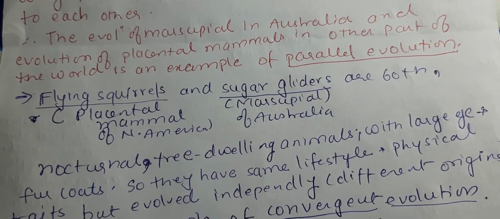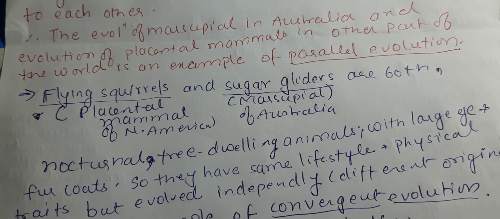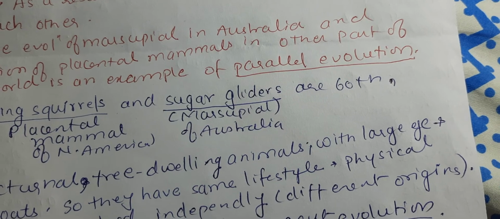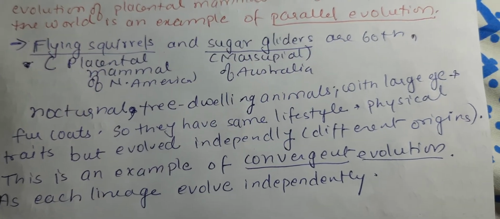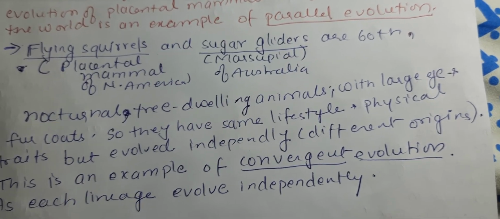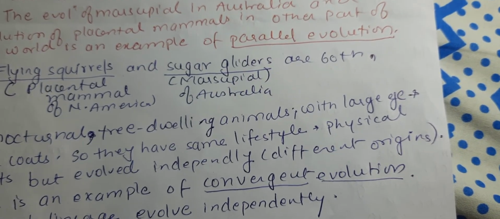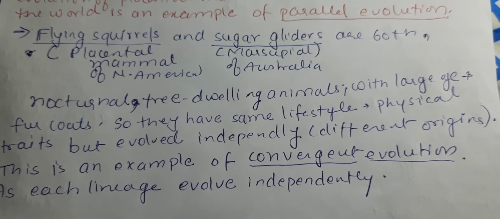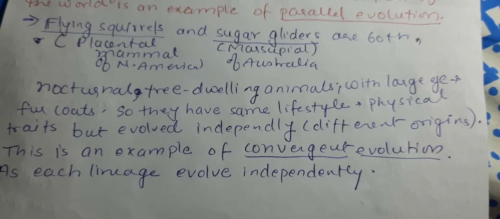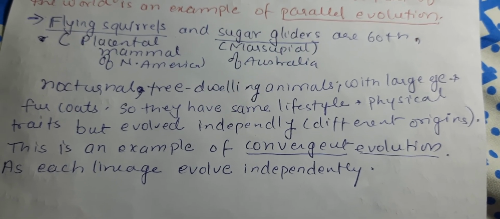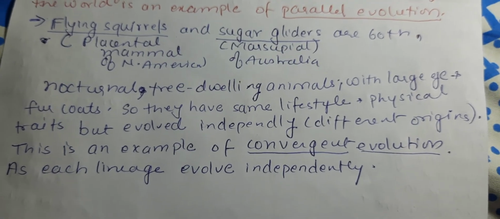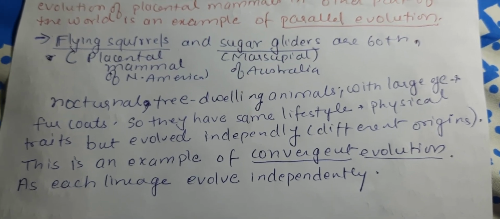Now consider the example of the flying squirrel, which is in North America and is a placental mammal, and the sugar glider, which is a marsupial of Australia. They are nocturnal tree dwellers with large eyes and a fur coat. They have the same lifestyle and physical traits, but they evolved independently and they have different origins. So this is the example of convergent evolution. As each lineage evolved independently, they exhibit analogy.